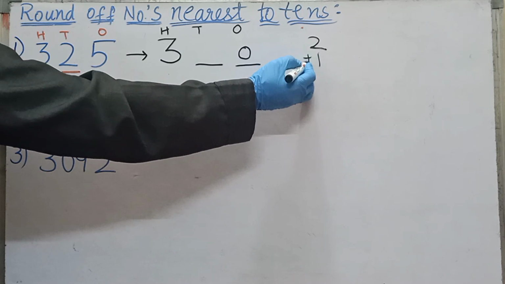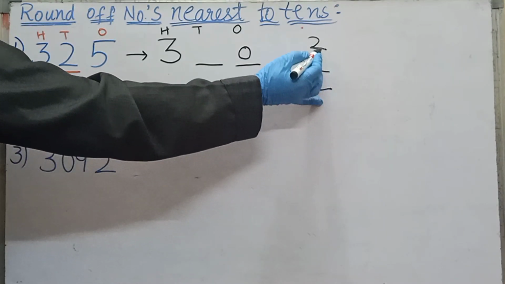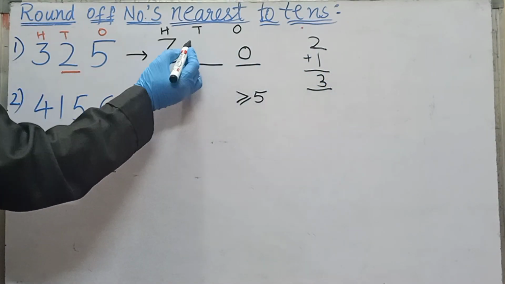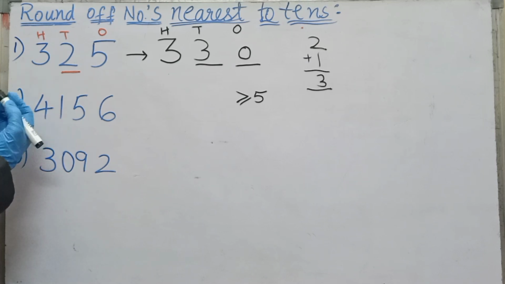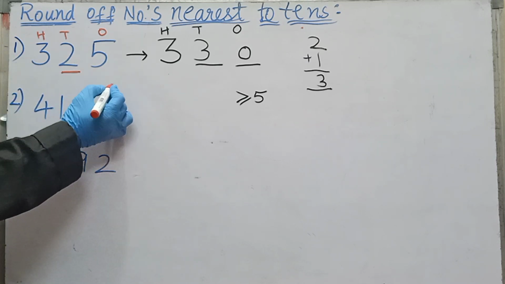In tens place number we have to add 1 and write the answer in tens place. We got the answer. See how easy it is. Now we will do the next sum. Okay. So again I will write the place values.